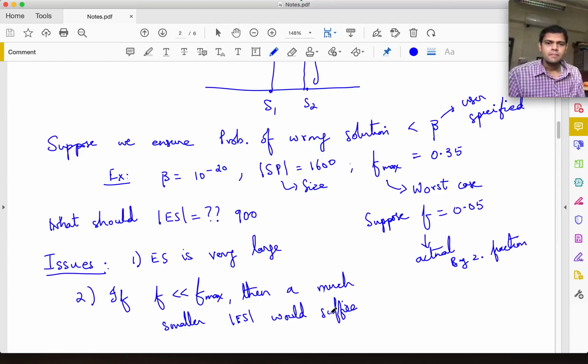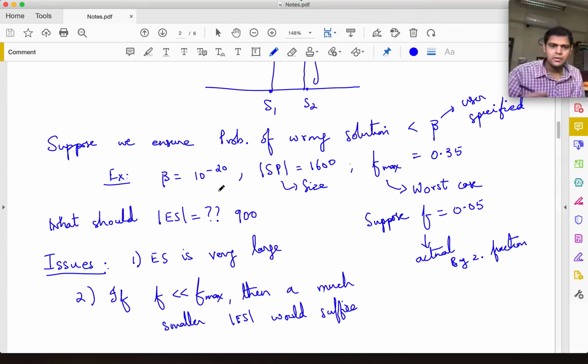Okay. So what can we do? Can we choose a smaller set? Can we still get this 10 to the power of minus 20? Okay, but can we choose a smaller set? It sort of seems impossible if we are choosing one ES. But what if we allow many execution sets to be chosen?